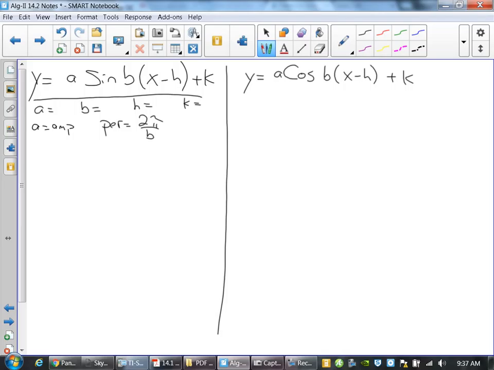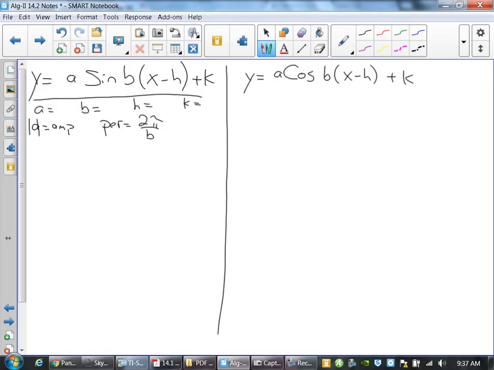Remember, amplitude wise is still absolute value. So it tells you what direction. Remember, the A value tells you direction of whether you're going up first or you're going down first, something like that. The biggest trick here that you will see from time to time is that I want you to notice that the B value is outside of the parentheses of the X.